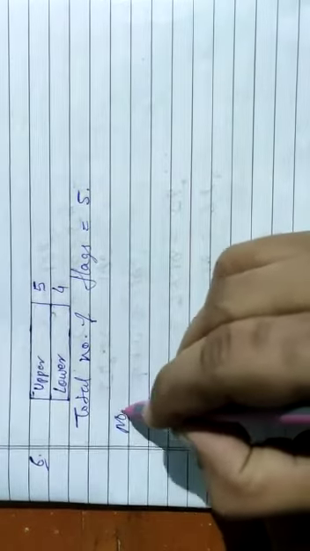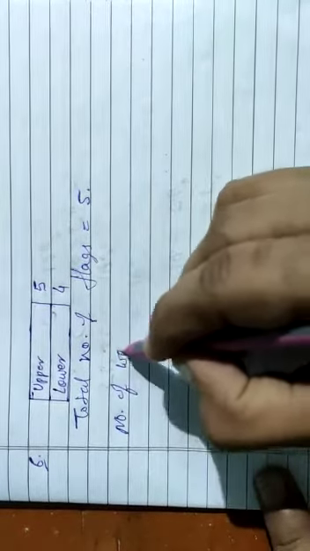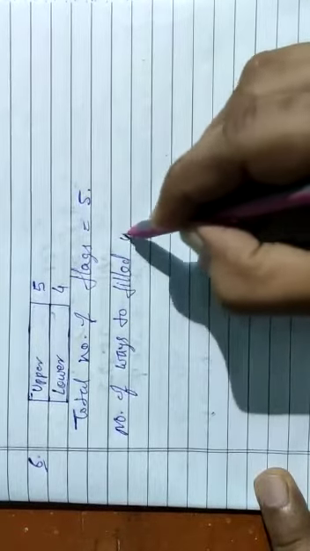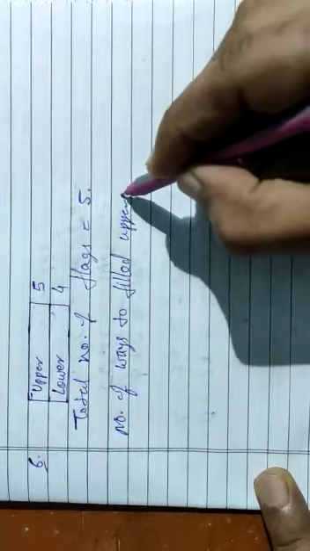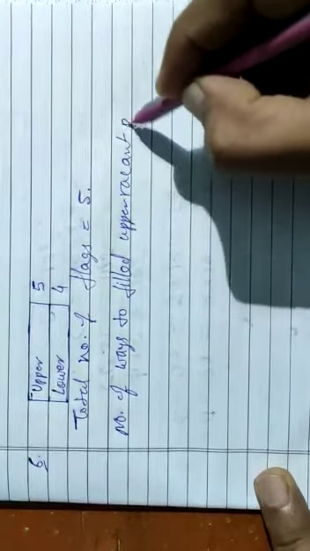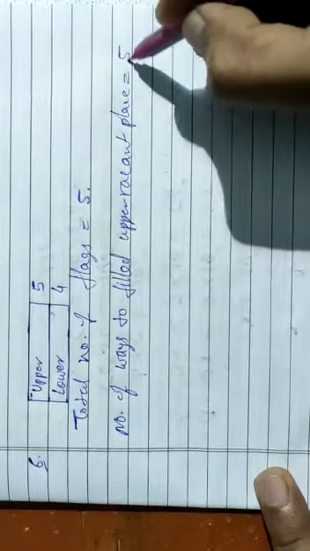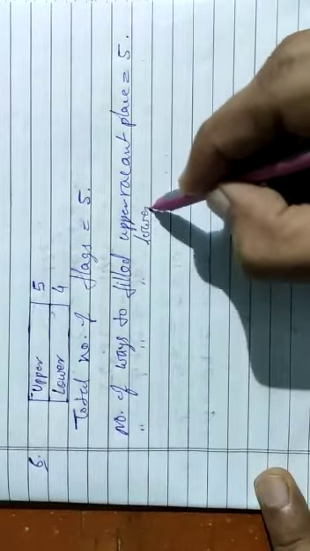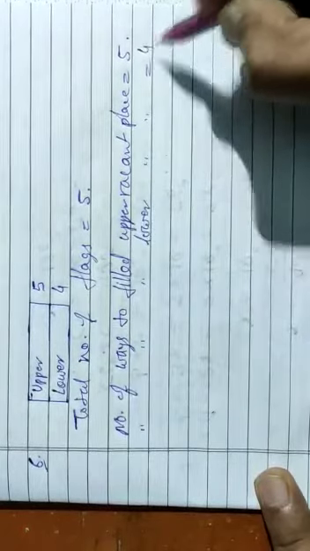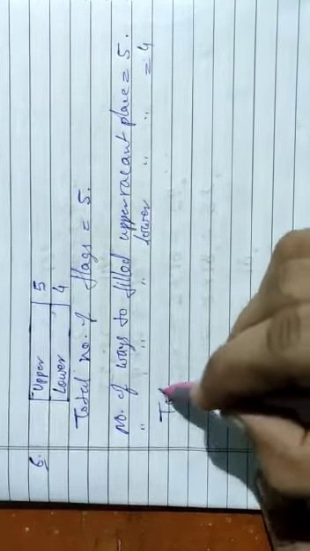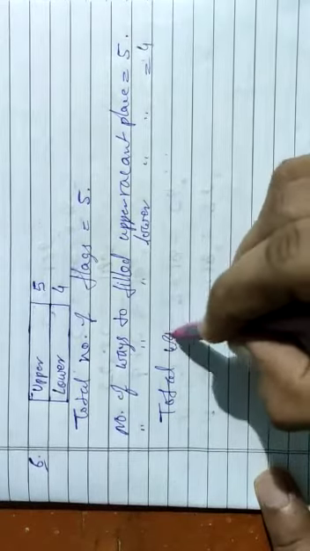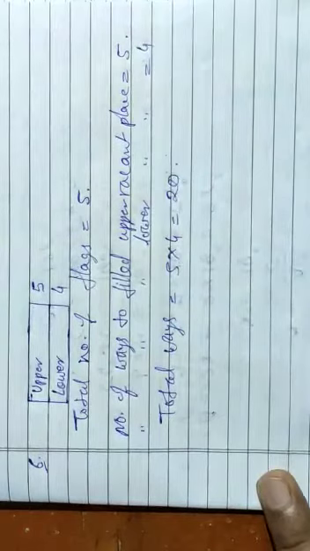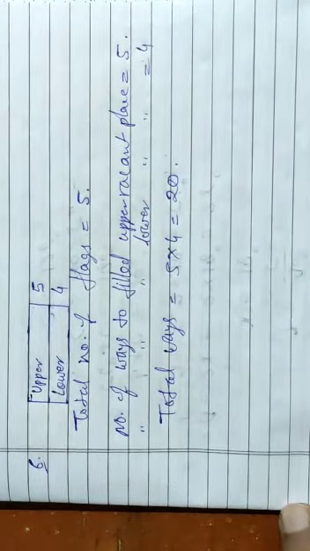So the number of ways to fill the upper vacant place equals 5. Similarly, the number of ways to fill the lower vacant place equals 4. So total ways, 5 into 4 equals 20. So there are 20 ways.